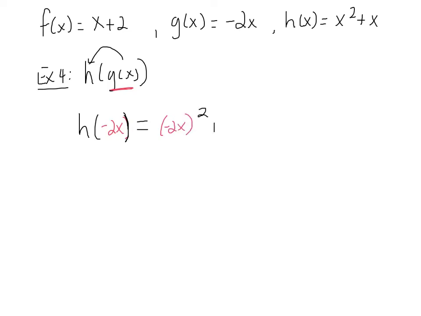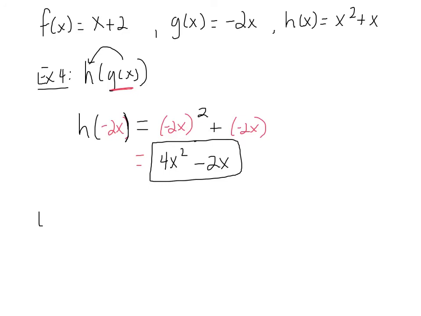So we're going to have negative 2x squared plus negative 2x. Negative 2x squared would be a positive 4x squared. And then we just have plus a negative 2x, which we could write as minus 2x. And that's as far as we can go because these are not like terms and therefore they're going to stay like that.